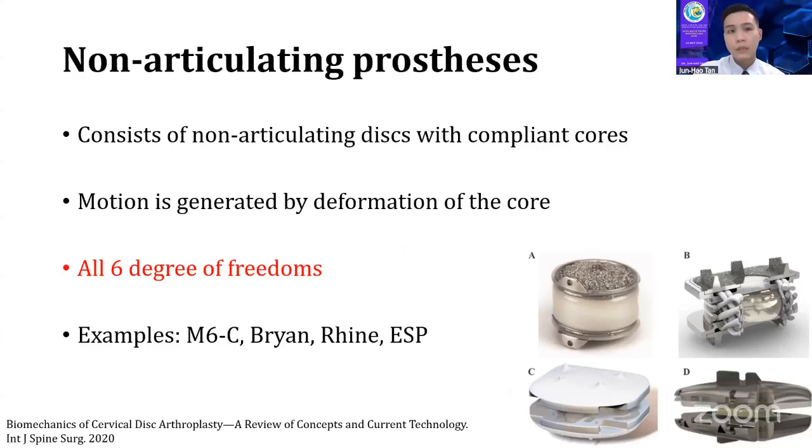But that also means that the non-articulating prosthesis is theoretically the only prosthesis that allows for all 6 degrees of motion, which means that because of the compliant core, it allows for compression in the superior-inferior axis. And some of the examples will be M6-C as well as the Bryan disc.